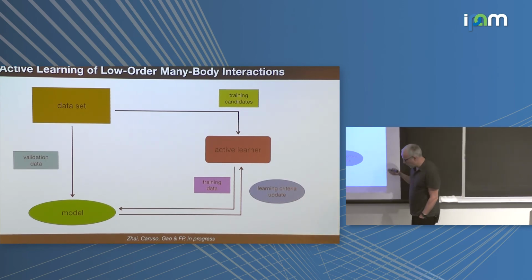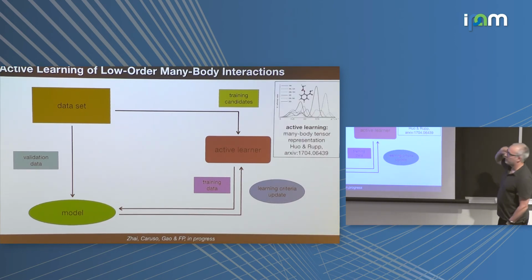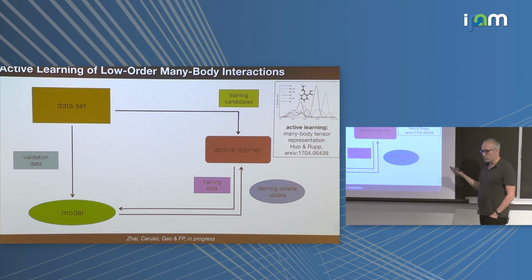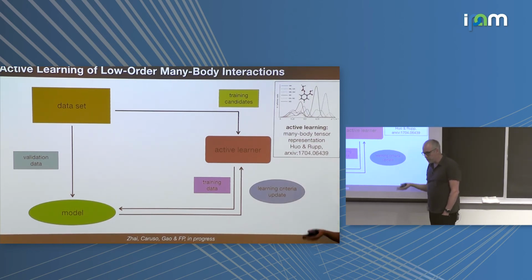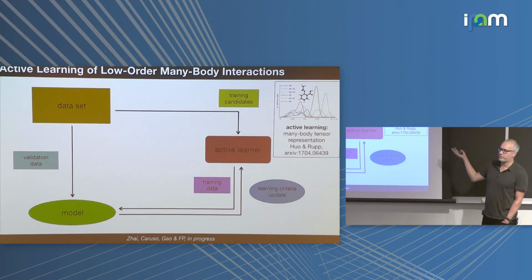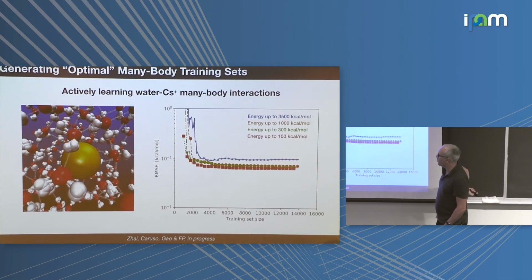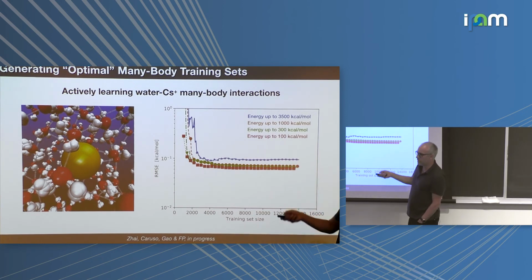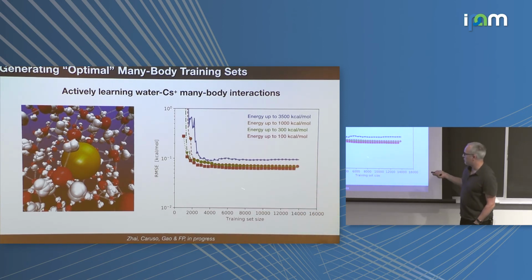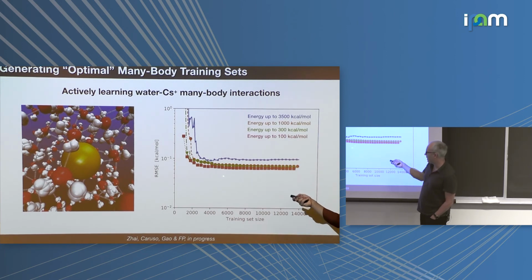And so we have developed a very simple active learning approach, and we are using Matthias' many-body tensor representation to learn two-body and three-body interactions that are distinct enough that can make our model able to represent the phase diagram under reasonable temperature and pressure conditions. And so just for fun, we took the cesium plus training set, and using this active learning, we were able to show that actually we didn't need all these 13,000 two-body interactions because we can learn these energies with a fraction of the training set.